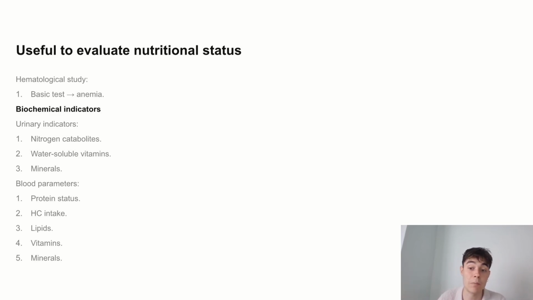Also, determining albumin and transport proteins such as transferrin or prealbumin can help us to know the amount of protein in the blood, and also how long the patient has been in malnutrition, because it depends on the half-life the protein has. The shorter the life of the protein, the more recent the malnutrition is. And the longer it is, it means that the patient has been in malnutrition for a long time.